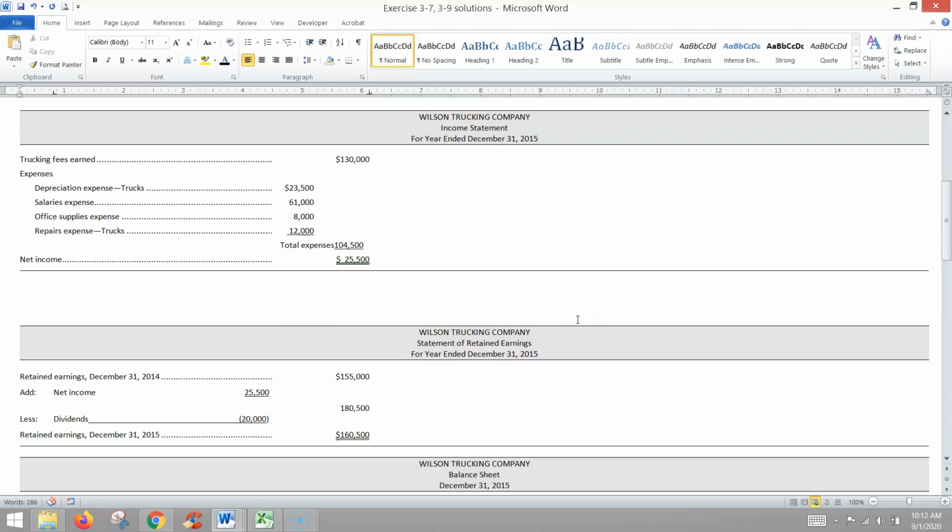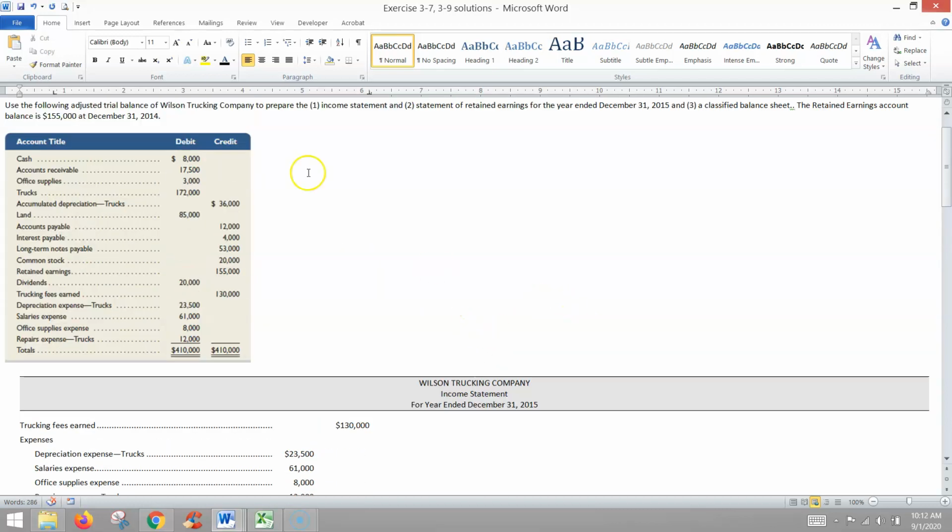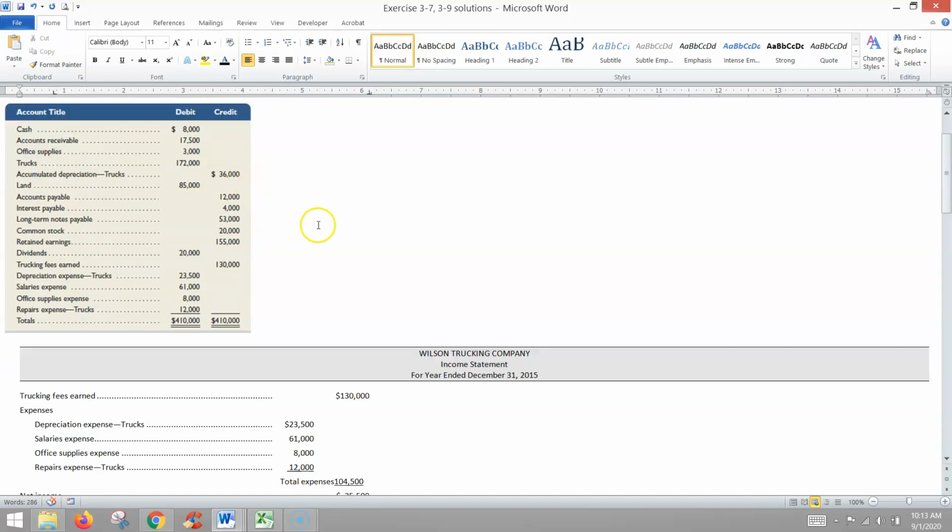First, we start with our assets. If we look at our chart of accounts, our trial balance, it's going to have our assets listed first. We have cash, accounts receivable, office supplies, and trucks. Those are all assets. We have our contra asset, accumulated depreciation, and we have land. So those are all going to go in the assets section. Notice accumulated depreciation is a credit, so it's going to be subtracted.